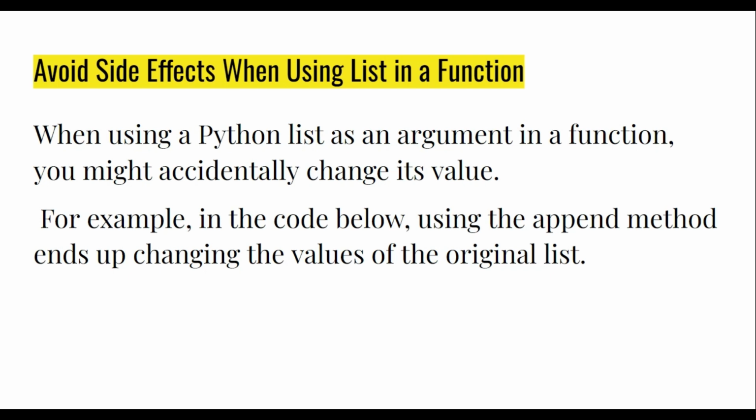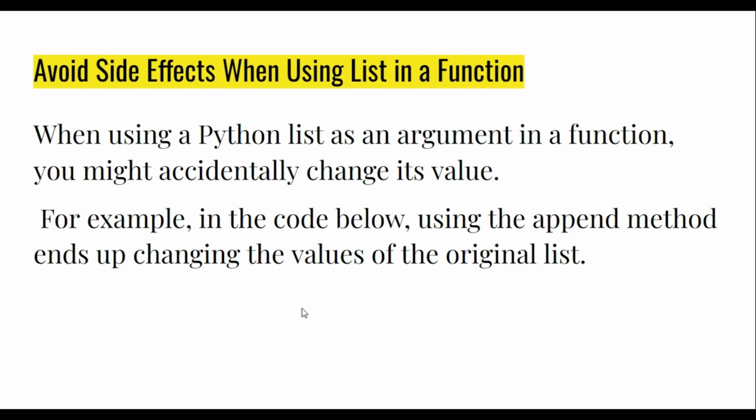For example, you have one list and you are passing that list to a function, so there are chances that the list will get changed in that function. That you don't want. You want to keep your list intact, and whatever the content of the list you are passing to the function, that should not get changed. But what happens whenever you are passing a list to a function? Chances are there that it will get changed. So when you are using a Python list as an argument in a function, you might accidentally change its value.